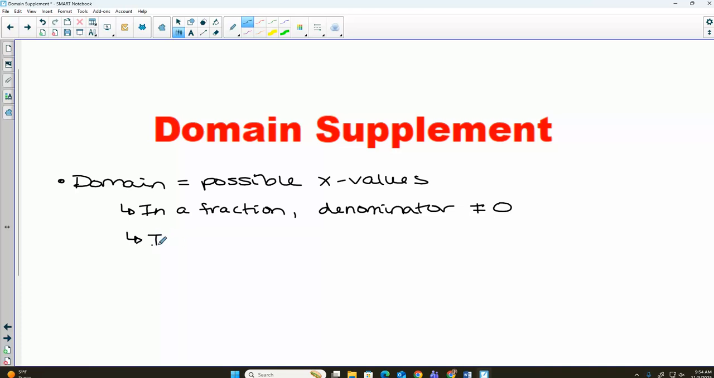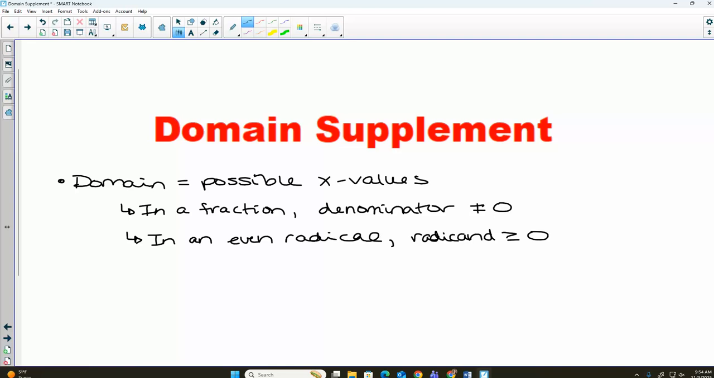The second thing is in an even radical. So by even radical, I mean a square root, a fourth root, a sixth root. The radicand, that's the thing under the radical, has to be greater than or equal to 0. What happens if you have a negative under a square root? Yeah, it's not a real solution. You get an imaginary number. So when we're talking about graphs, we're only talking about real numbers.